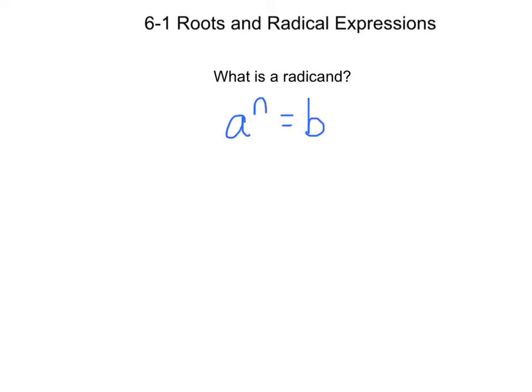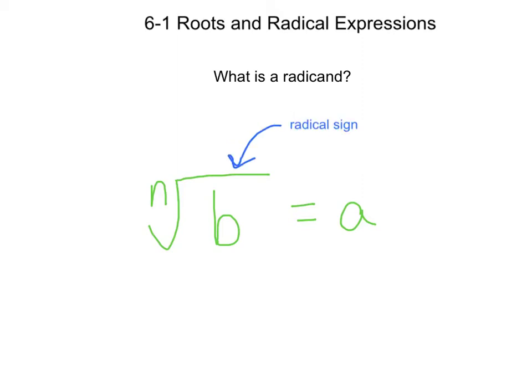Well, let's say you have a to the n equals b. Another way to write that is the nth root of b equals a. The symbol itself is called the radical sign. The number underneath the radical is the radicand. The little number above the radical sign is the index. It tells you what root you need to take. Your answer is your root.